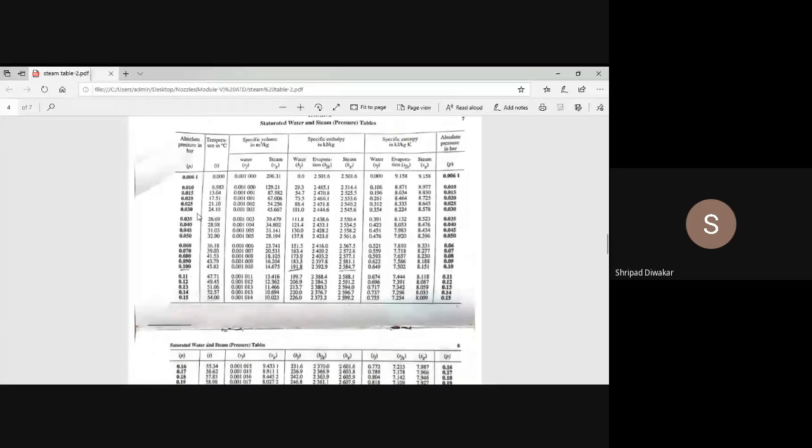You remember C2 is square root of H1 minus H2. H1 is what? HF1 plus X into HFG1 if it is a wet steam. If it is dry steam, what? Directly you can take HG, because the dryness fraction X is 1 in case of dry saturated steam. Okay, for that purpose we need all these values. I hope you understood how to see the values, because before solving the problem you should know the idea of your Mollier diagram and steam tables.